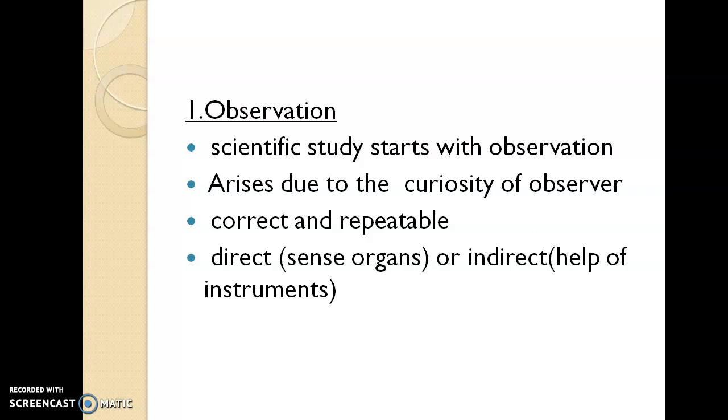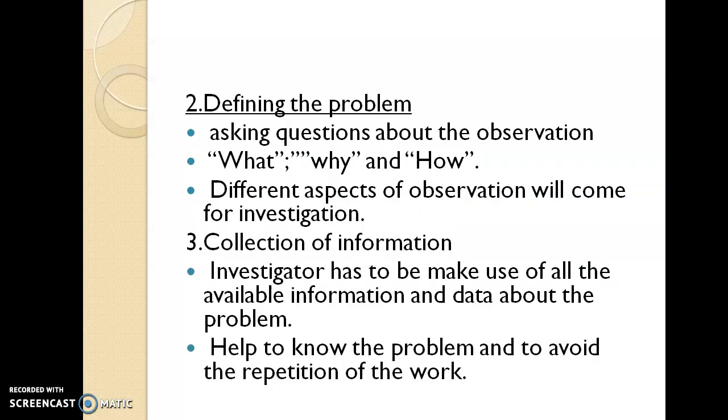Direct means by using the sense organs we can observe the things, and also by means of the instruments we can observe the thing, that is called indirect. So by means of the direct method as well as the indirect method we can observe a thing. Then after observation we need to make a problem. That means we have to define a problem by asking frequent questions, that is starting with what, why and how. If we ask this type of question to the observation that we are making, we will get different aspects of observation, right?